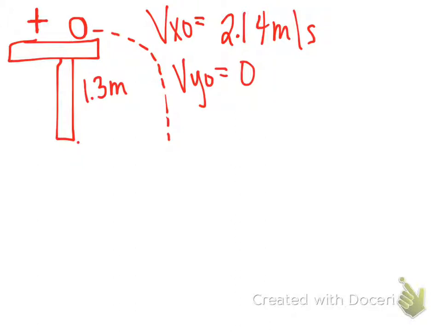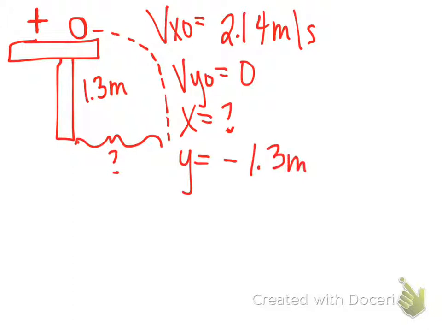I want you to tell me what this distance is right here. How far from the edge of the table is it going to land? That means we're solving for which variable? X, good. And what does the 1.3 tell us? It tells us y, and it should be negative 1.3 meters because we're ending up 1.3 meters below where we started.